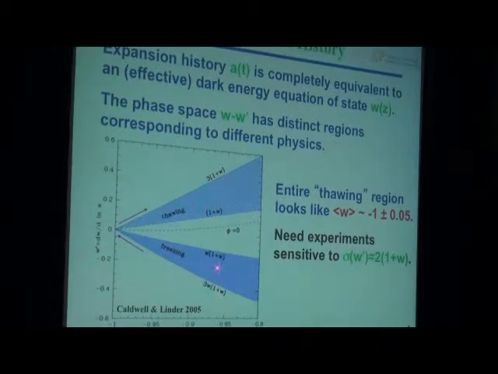So we've separated things in the vertical area, how well the experiments need to measure, but not in the horizontal area. We don't know how far from the cosmological constant we need to get the precision of our measurements to distinguish the thawing and the freezing and the cosmological constant as we get very close to minus one. And so that's an open puzzle. We don't know how good our experiments need to be in that sense.